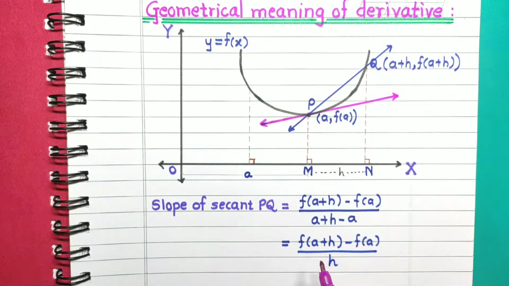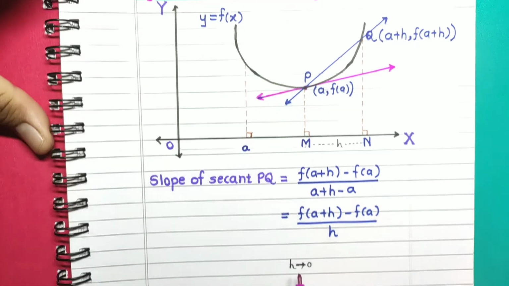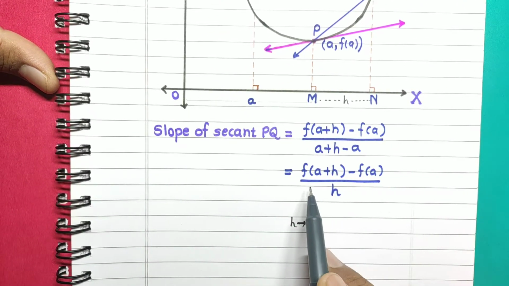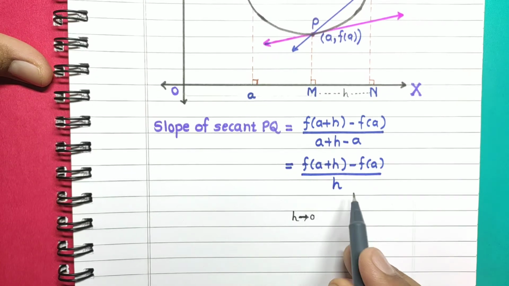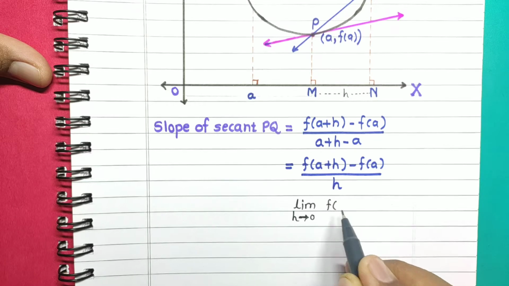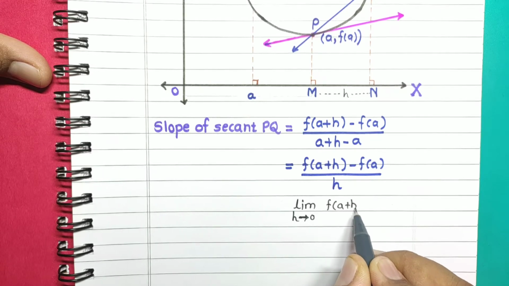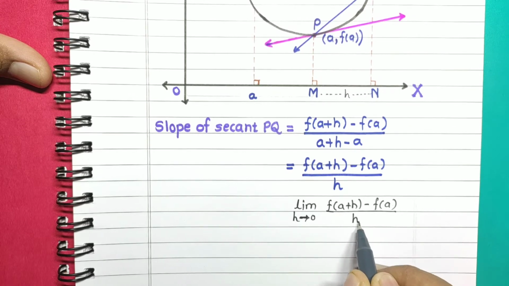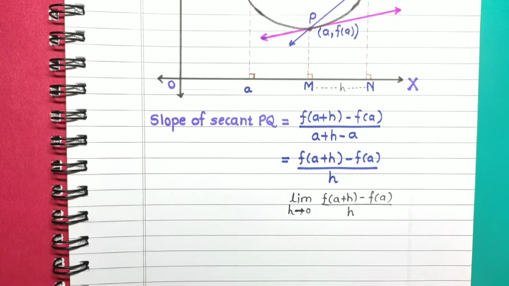So when h approaches 0, at that time the approach of this function is the limit of this function, f of a plus h minus f of a upon h, as h tending to 0.